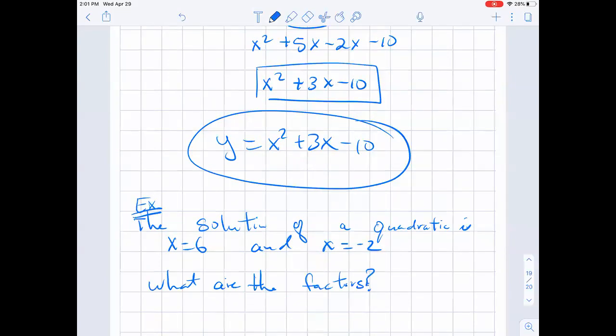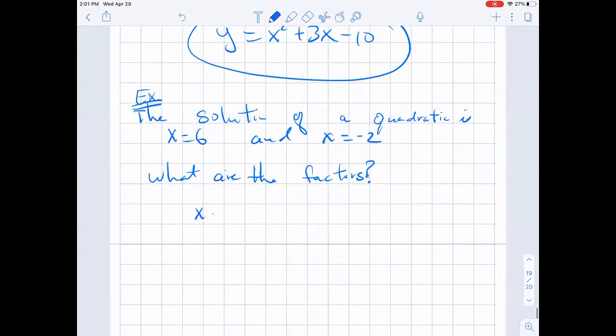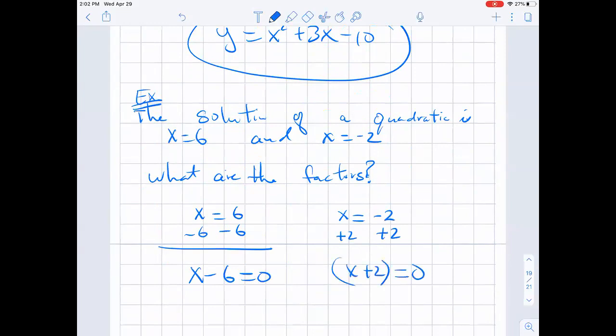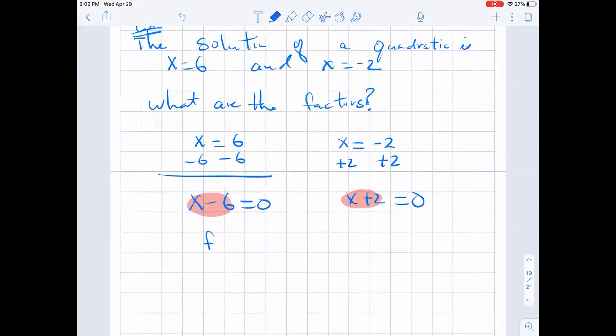Do you know how to do that? You should be able to say, yes, I know how to do it. Because if I tell you x is equal to 6, if you subtract 6 on both sides, you get x minus 6 is equal to 0, isn't it? And if x is equal to minus 2, if you add 2 on both sides, you get x plus 2 is equal to 0. Do you agree? What is this thing here called? Factor. Yes, that's a factor. I even said in the question, what are the factors?